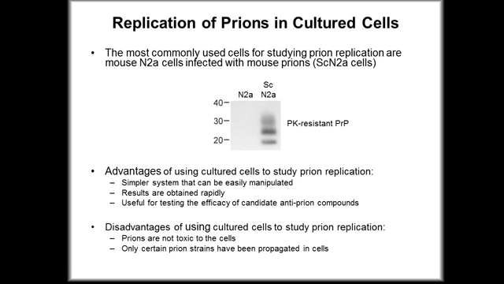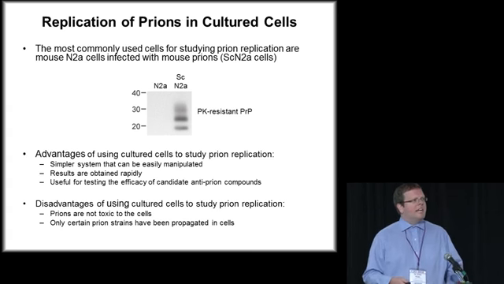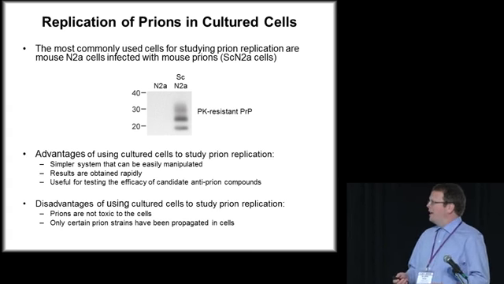So why would one want to study prions using cultured cells, basically studying prion disease in a petri dish? The most commonly used cell line for studying prions is called N2A cells. These are mouse cells derived from a mouse that had a brain cancer. These cells can be infected with certain strains of prions, and then they become what is called scrapie N2A cells, or ScN2A cells, meaning that they're prion infected.